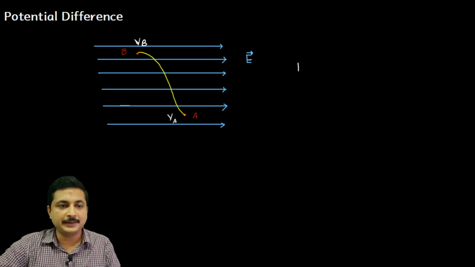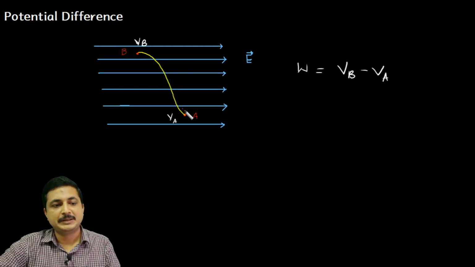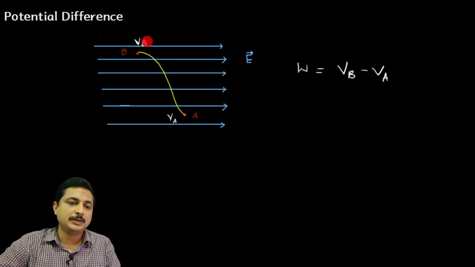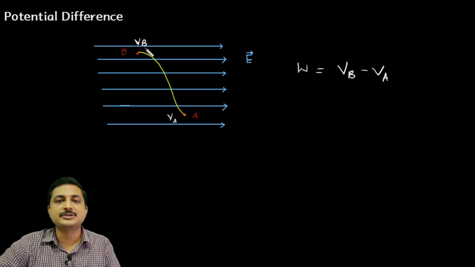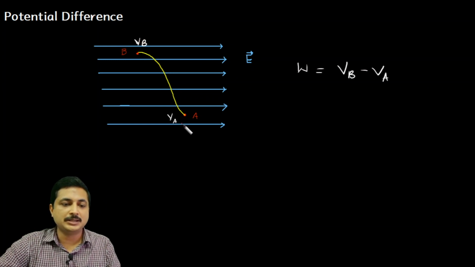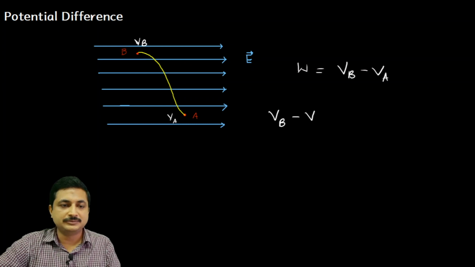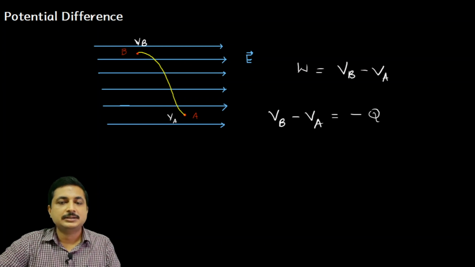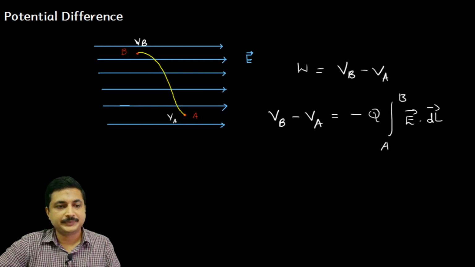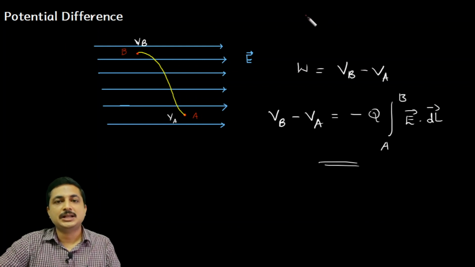So let the potential at A be represented by VA and potential at point B represented by VB. Then I can easily say that the potential difference between these 2 points is the work done, that is, work done is VB minus VA. Because I am moving from point A to point B, I consider this as higher potential, that's why I am doing some work to move it. So this potential minus lower potential will give me the work done. So mathematically I write the potential difference in an electric field as VB minus VA, which is the expression of work done, that is minus Q integral A to B E dot dl. So this is the expression for potential difference.